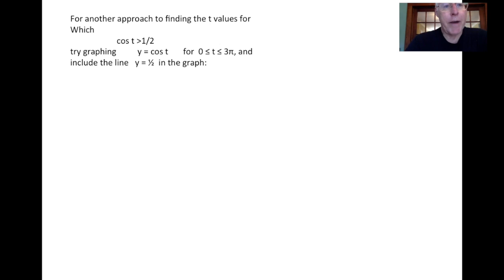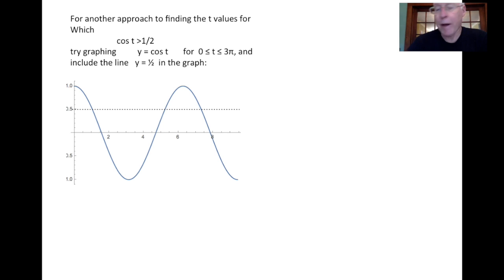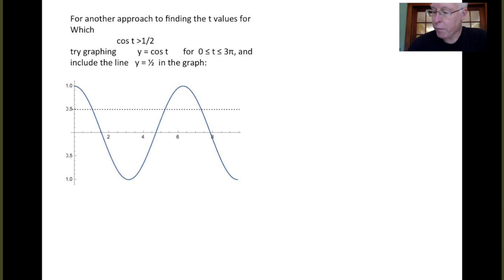Another approach to find the t values for which cosine t is bigger than 1/2 is to look at the standard graph of y equals cosine t for t between 0 and 3 pi, and we'll include the line y equals 1/2 in the graph. And so here it is. So again, velocity is negative when cosine t is bigger than 1/2, as we saw earlier. And on this graph, we can see that the cosine is bigger than 1/2 here and here. And not surprisingly, you're going to find this point. This corresponds to pi over 3. That's where the cosine equals 1/2.